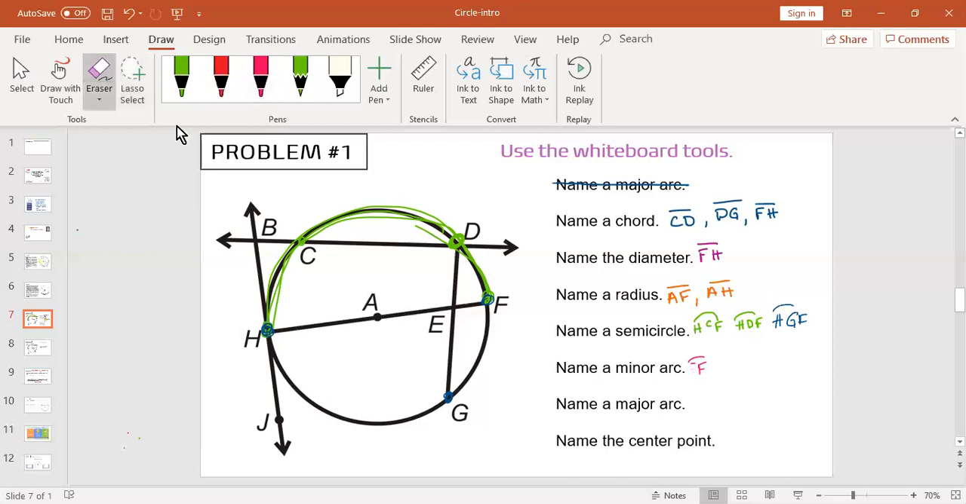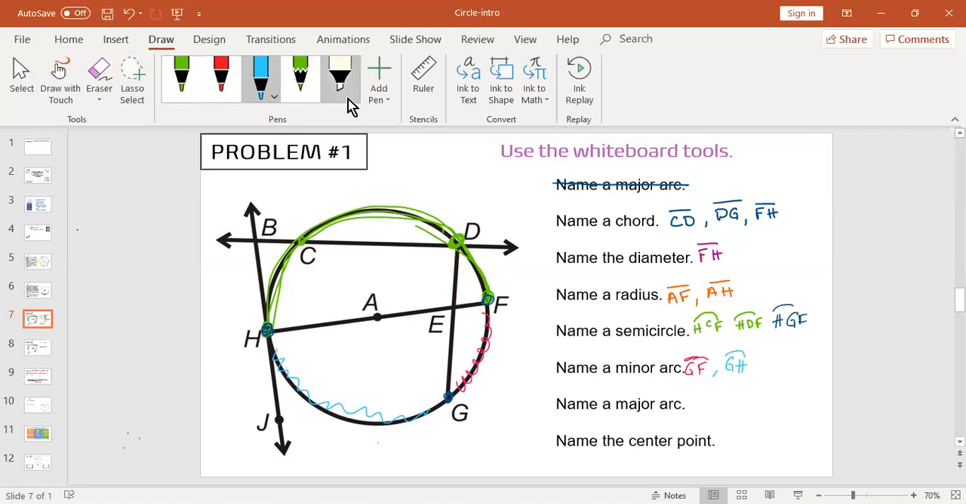E is not on the circle. I could say FG, or GF. Those are both on the circle. So this one here is definitely less than the semicircle. Right? I could say GH. It's less than half a semicircle. I could say DF. I could say BD. I could say HD. Okay, anything that's less than a semicircle.